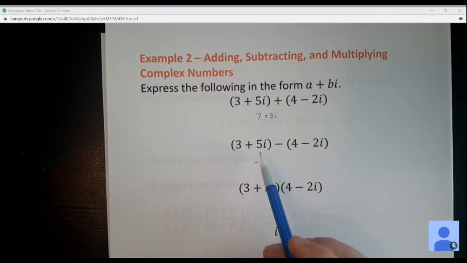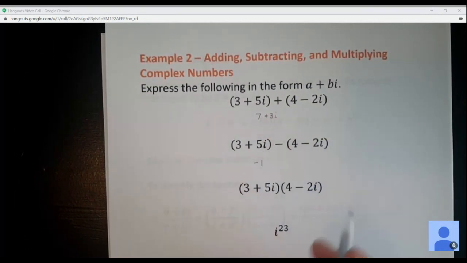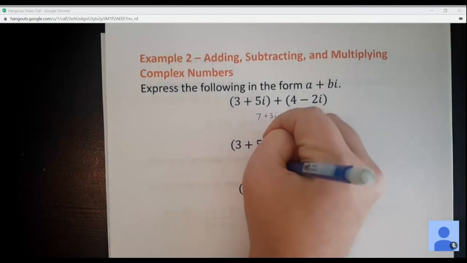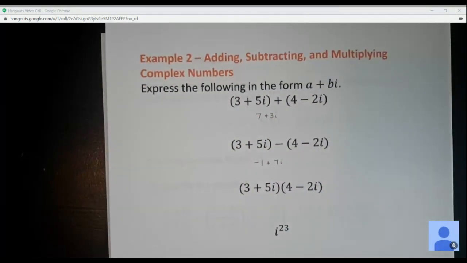And now if we combine the imaginary parts, we have 5i minus a negative 2i. So what should that be? Good. So we get a positive 7i, right? So again, don't forget the i part of this. Okay, so it's going to be plus 7i for this one. Any questions there?